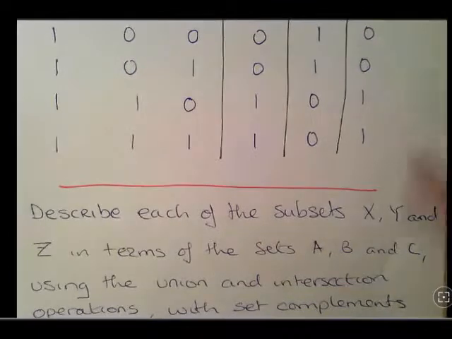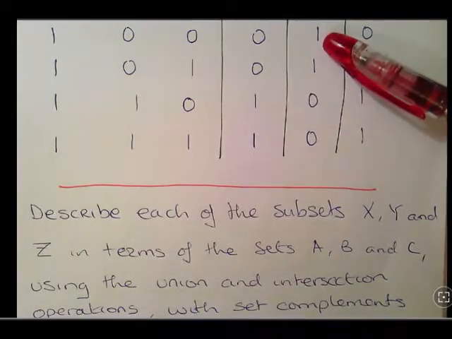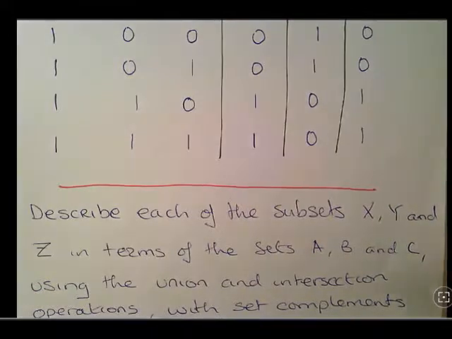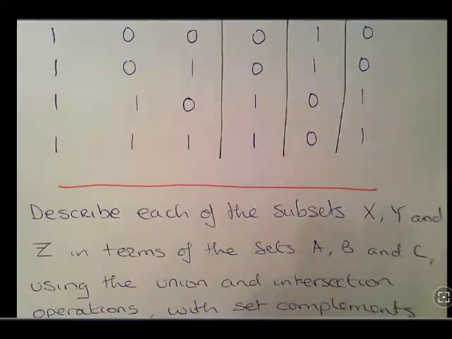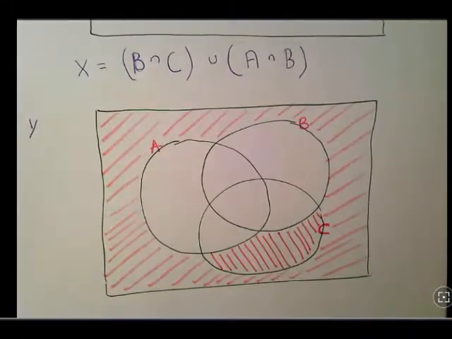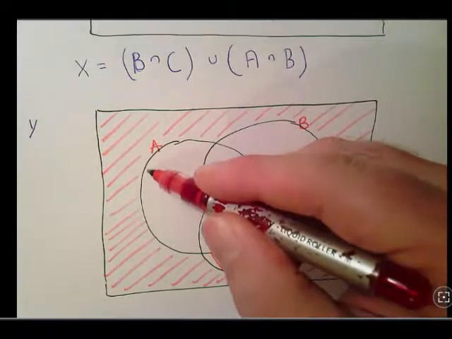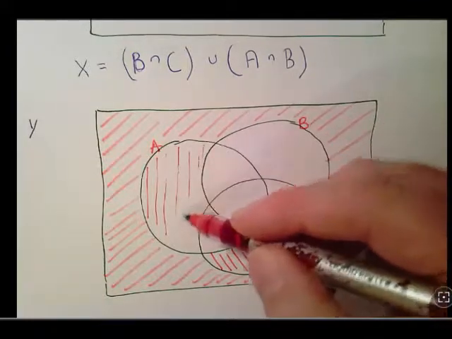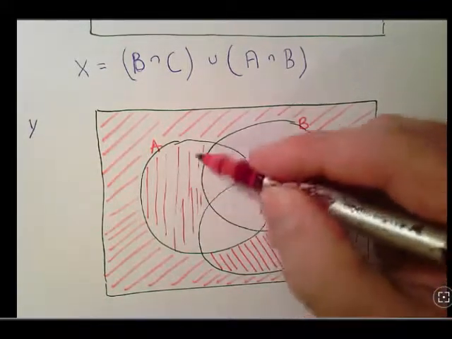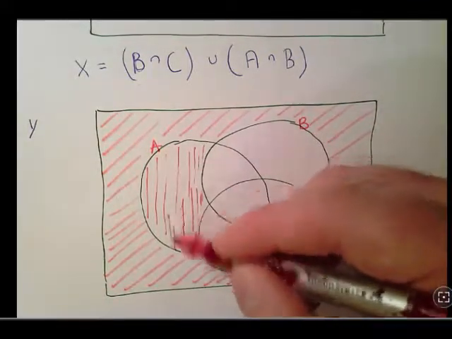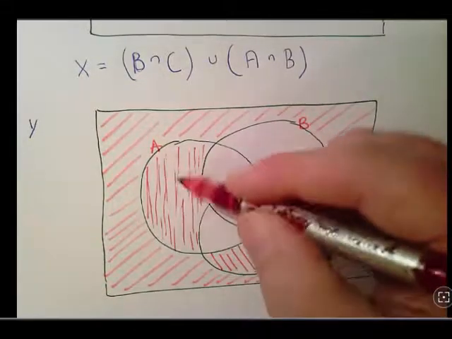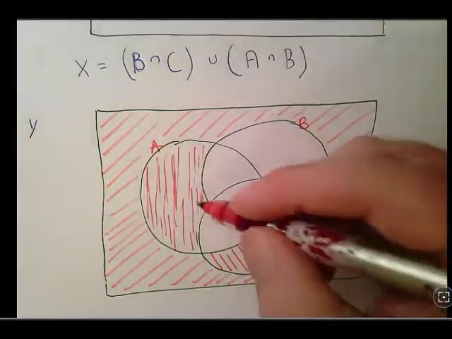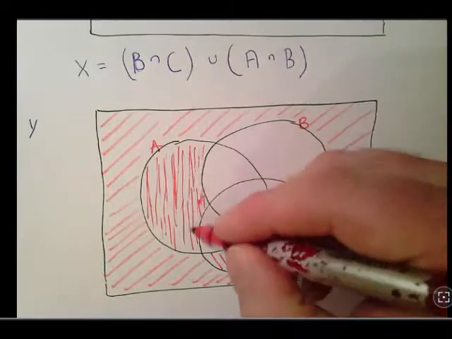So the next entry for Y is here. This is the A only region. The 100 region, which is A only. Okay, so let's fill that in. There we go. Not doing a great job, but there you go. That's the general idea there.